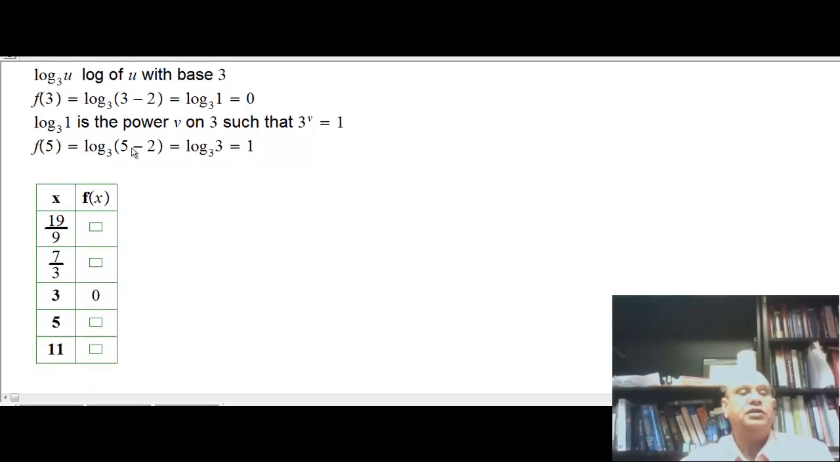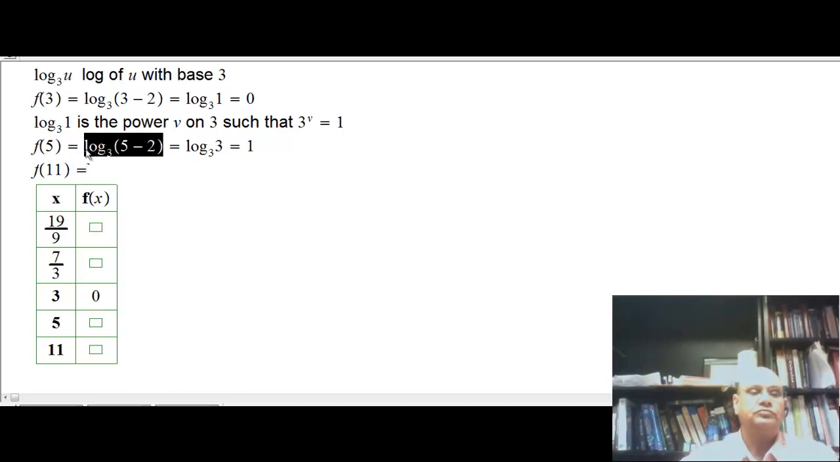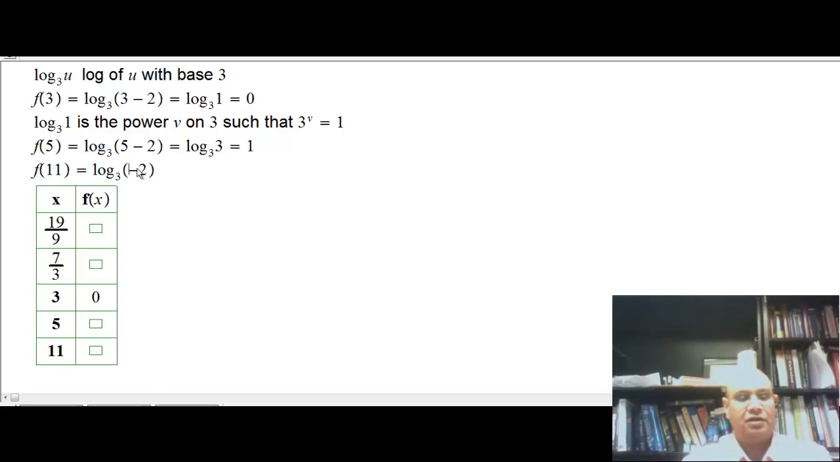So next, let's compute f of 11. All right? Here I got 11, right? Then 11 minus 2 is 9. 3 to which power is 9? 2. So here I got a 1 and here I got a 2, right? Are we together? Yes.